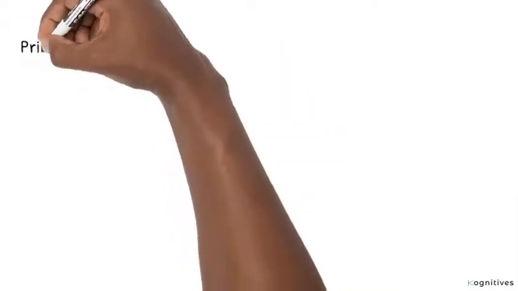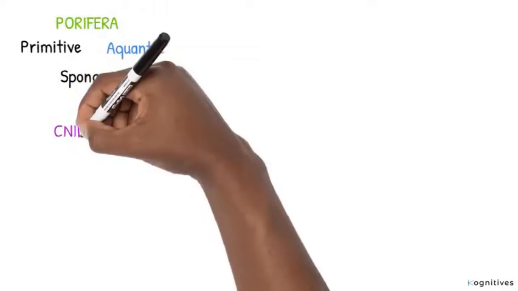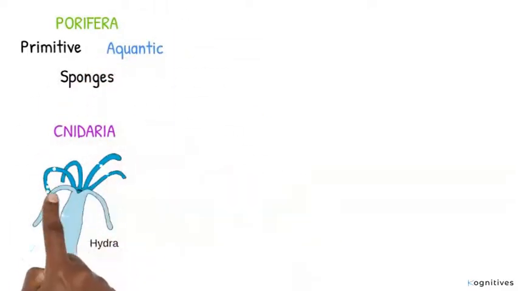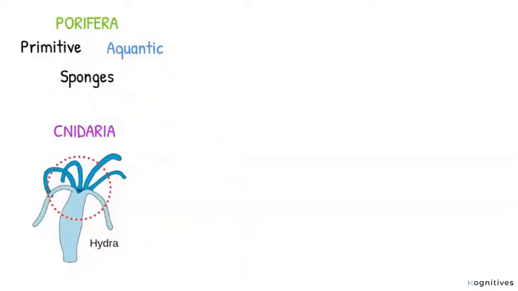The first phylum is the Porifera. It contains the most primitive of all animals. They are entirely aquatic in nature, and they include the sponges. Organisms in the other phylum, the phylum Cnidaria, such as Hydra, show radial symmetry. The body cavity of Hydra is called the enteron. Please take note of that.